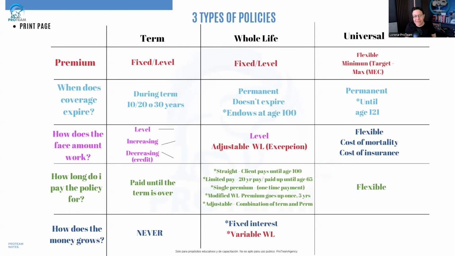And the whole life policy, the money grows one of 2 ways. It's either fixed or variable. Okay. And so fixed interest means, hey, we're going to give you 3%. That 3% is going to be 3% forever and ever. Okay. So fixed interest, 3%. Now, variable whole life, which is also a name, by the way, variable whole life, it goes up and down with the stock market. Okay.